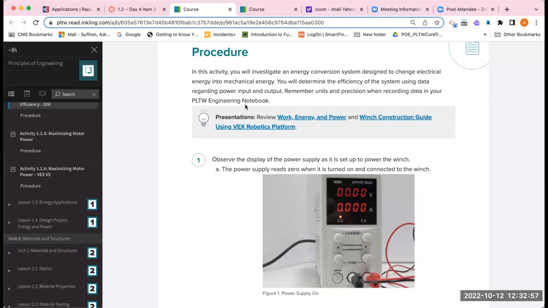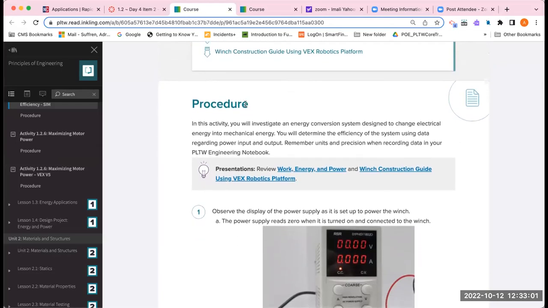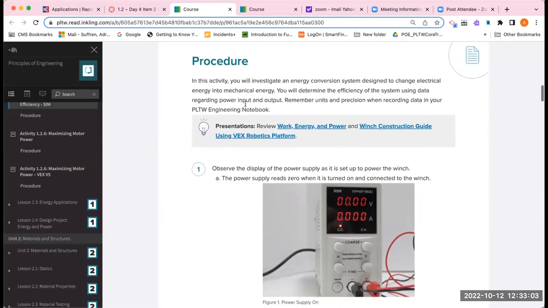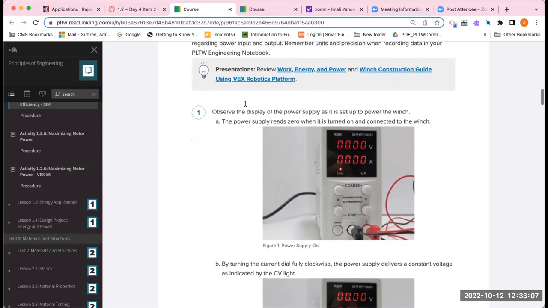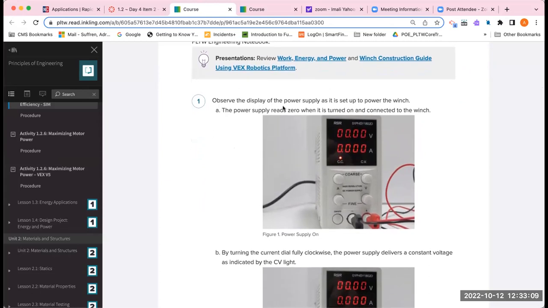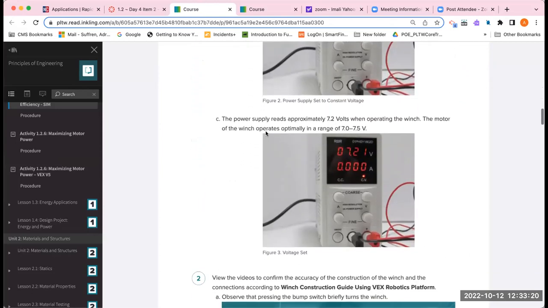Let me share my screen again. Where do we leave off? Okay, so you're going to read through this activity. You're going to visually analyze the captions. Observe the display on the power source as it is set up to power the winch. Read through this activity.